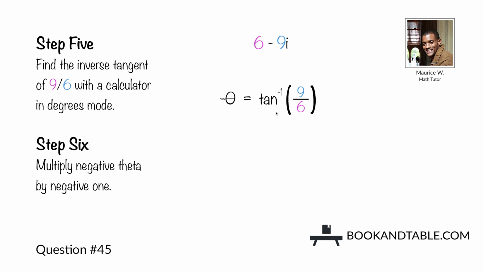We plug in the inverse tangent of 9 over 6 into our calculator and we get negative theta is equal to 56 degrees. We now want to multiply negative theta by negative 1 so that we get just theta. So theta is equal to 56 degrees times negative 1, which shows us that the argument or theta is equal to negative 56 degrees.